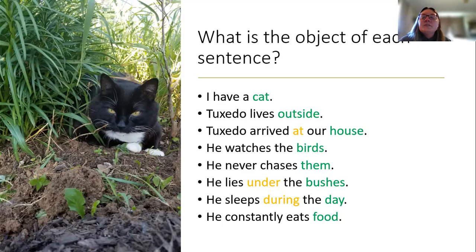He lies under the bushes. Bushes is the object. He sleeps during the day. Again, under and during, part of prepositional phrases here. And he constantly eats. Constantly is an adverb. It's just describing the verb. So look at the verb eat. What's after it? What noun? Food, right? Got it? Okay, good.